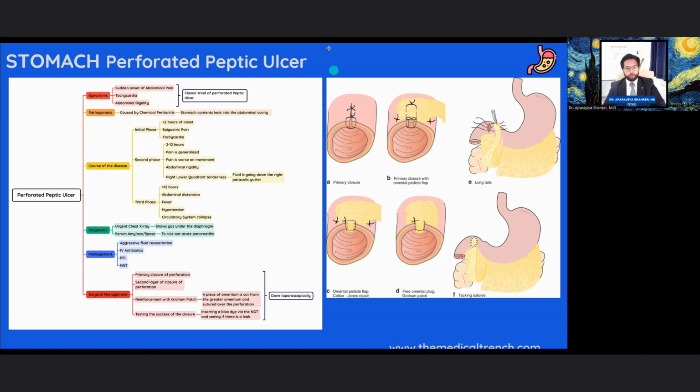So now that we've covered perforated peptic ulcer, I would like all of you to take a minute and try to think of any questions that you might have, or if there is something that you'd like me to repeat, right? If you have any questions, please type them in the chat and I'll get to them immediately.